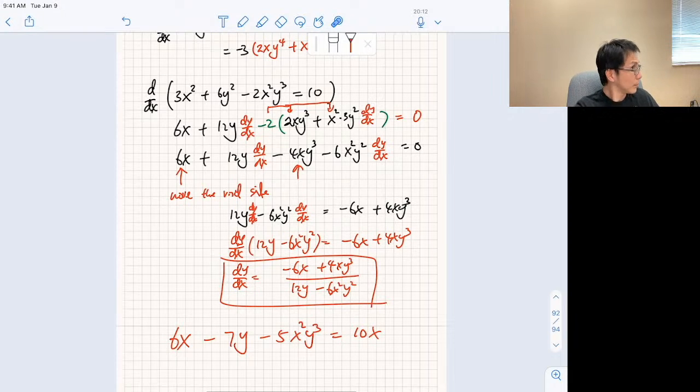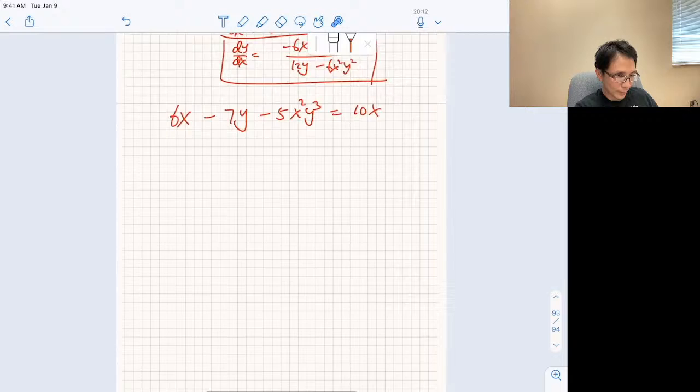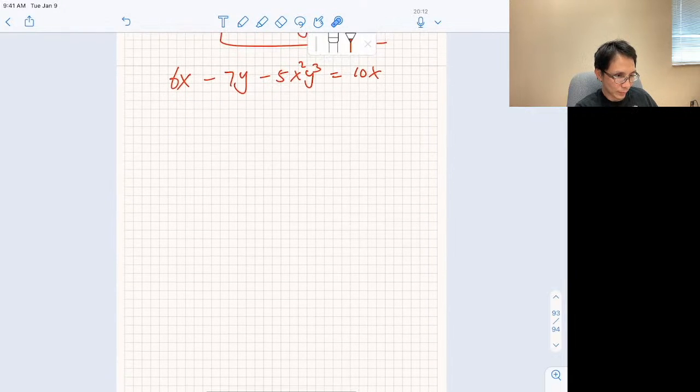So why'd you move just the 6x and the negative 4x? I moved it to the other side because I want to solve for dy dx. I need to isolate dy dx by itself. But how do you know which one to put dy dx after? Anytime you take a derivative of y, then you're going to get dy dx. It's the last one.